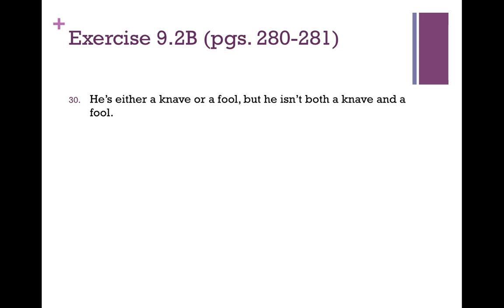All right, and I think this is the last one. He's either a knave or a fool, but he isn't both a knave and a fool. So how do we do this one? Well, let's look. Either we have or here, we have isn't, and we also have both, a knave and a fool. Sorry, both isn't. I'm sorry, I didn't mean that. We have and. So we have a couple of connectives going on. We could use, let's say, a K for knave and F for fool. So we have here this proposition K or F, but we did have but. There's another connective I left out. And remember, for but we use and.